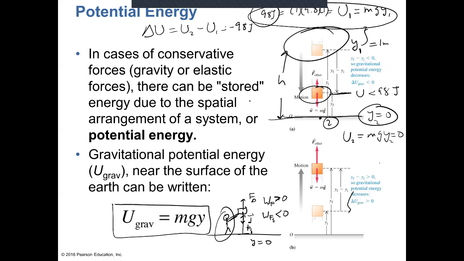Okay, I'm going to get negative 98 joules. And what I have here is that my potential energy will decrease as the box goes from point 1 to point 2. That's one thing you can always think of: if you increase the height of the object, potential energy increases. If you decrease the height of the object, potential energy decreases.